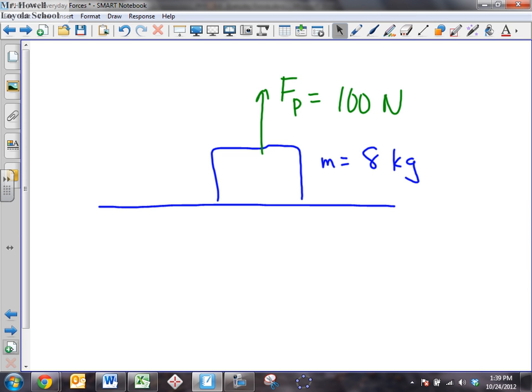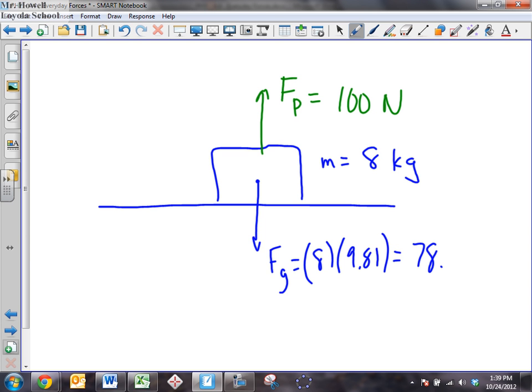Now, I don't think it goes off the table because FG equals 8 times 9.81. That's what I did. So you get 78.48, the weight of the object.